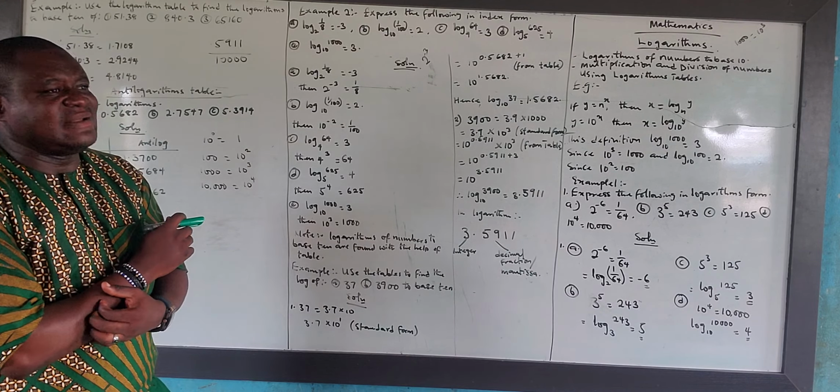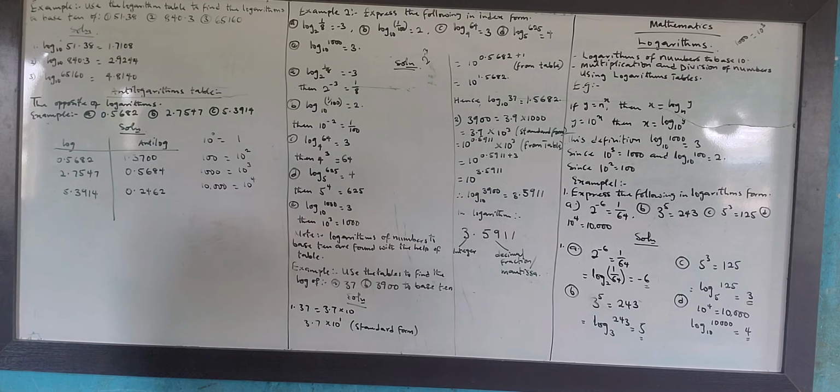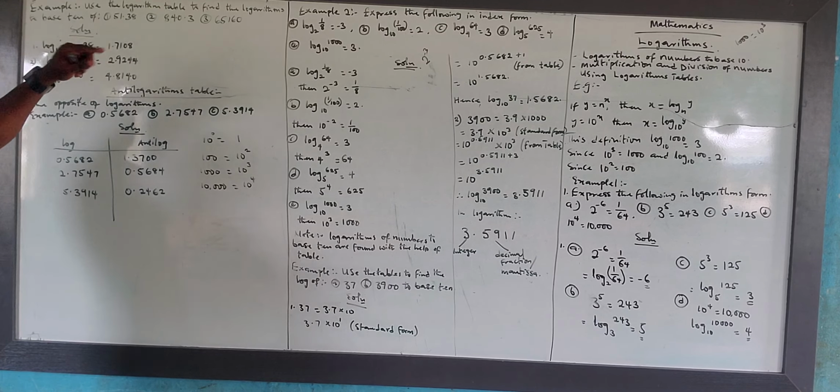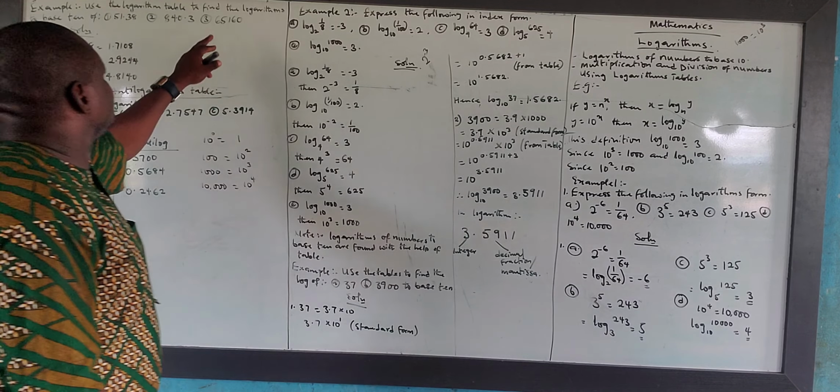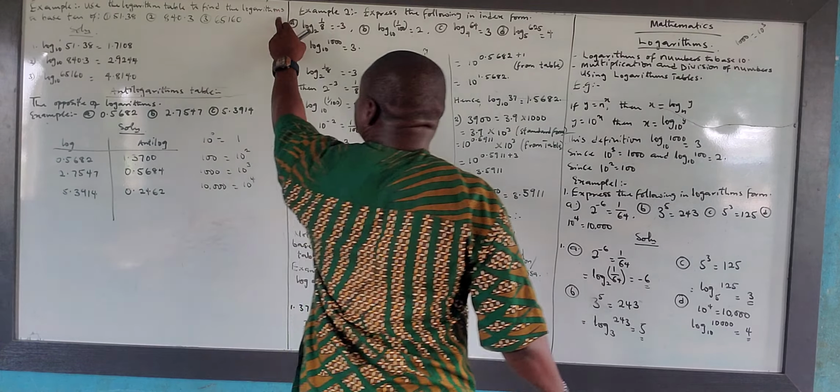Mantissa. Is that clear? So now we proceed. Example: use the logarithm table to find the logarithm to base 10 of 51. If you look at this, they are greater than 10. That's why we say that in logarithm.